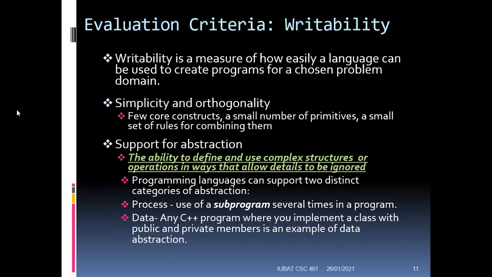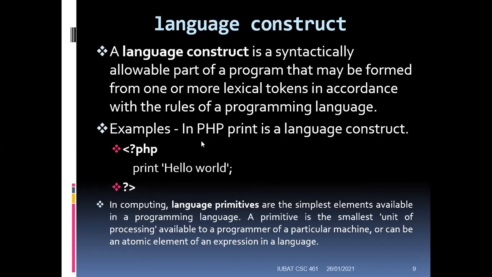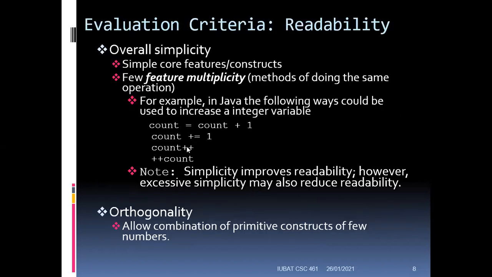Okay, so writability is a measure of how easily a language can be used to create programs for a chosen domain. The domains, as we have talked about, are the scientific domain, it can be the web domain, it can be business applications, and so on. Now, the first thing, again, is simplicity and orthogonality. So we're trying to use the same type of instructions everywhere, and we also want to use simple instructions. In the example that we have seen in the last slides, instead of using multiple ways to count, we will use the same way. So that will be one way to make things simple. We will use one same type of instructions.